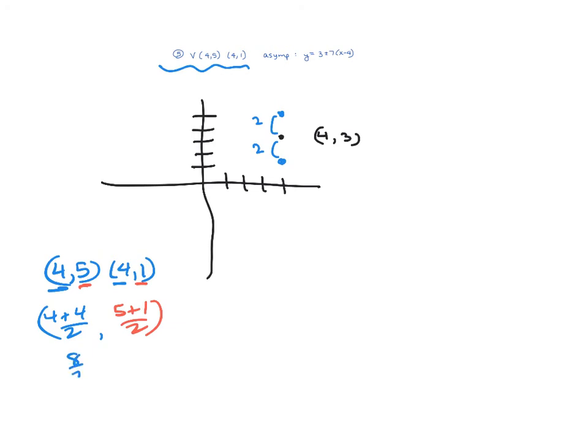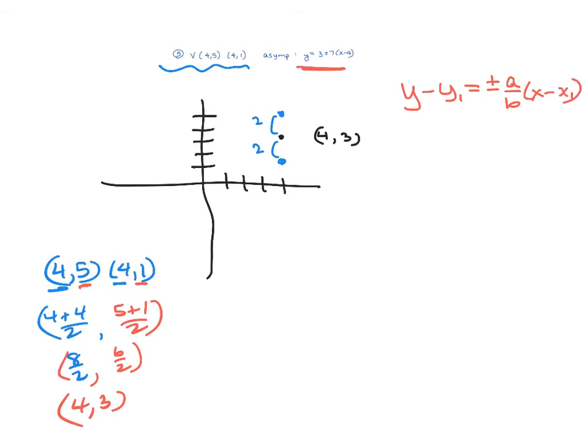So this gives me 8 over 2. This gives me 6 over 2. So this gives me the same ordered pair I got by just finding the middle of the two vertices. Now, you can also get your center from your asymptote, because if you recall, we did y minus y1 equals plus and minus a over b, x minus x1. The reason I put a over b is because my graph is up and down, it's vertical here.